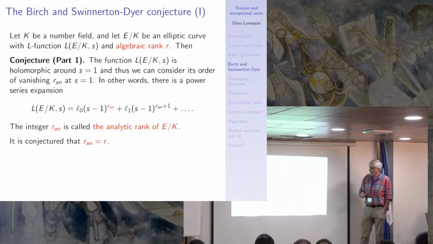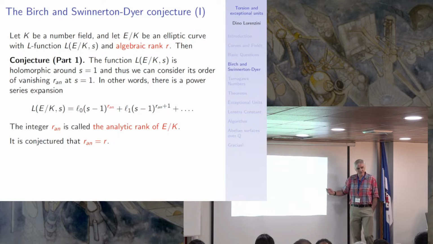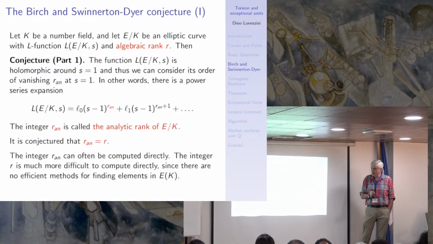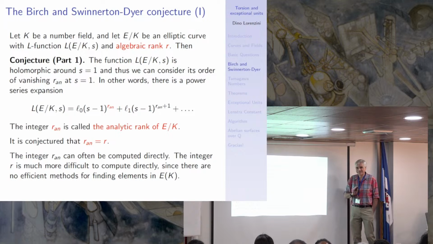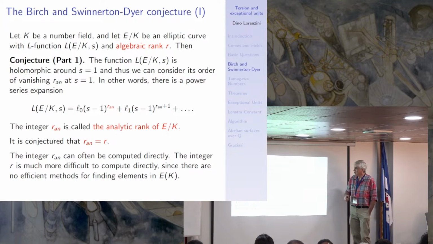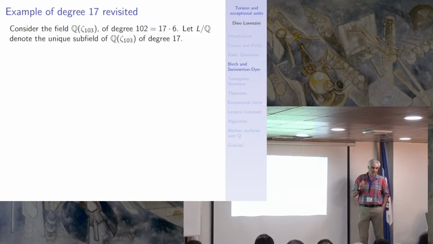All right? And in my next slide, I'm going to give you an example of why this is really powerful. But in words, the analytic rank, we have a chance of computing it directly. This is the hope. But the second part, the algebraic rank, so far we have no chance of saying much in general. Okay, so back to my example of a degree 17 field, right?